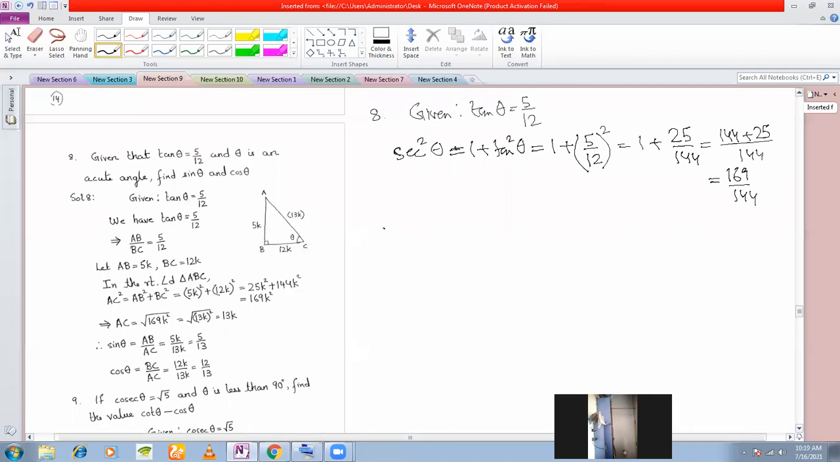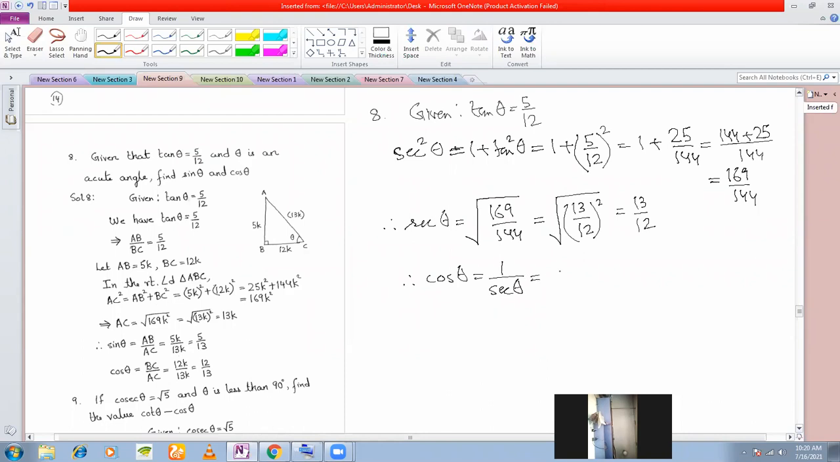So we get sec square theta is equal to 169 by 144. Therefore, what should be sec theta? Square root of 169 by 144. And we'll not take the negative sign because I told you all the ratios will be positive, because we are taking angles less than 90 degrees. Which is equal to the square root of (13 by 12) whole square, which is equal to 13 by 12. So I've got sec theta. Therefore, what should be cos theta? Reciprocal of sec theta, right? One by 13 by 12, which is equal to 12 by 13. So we've got cos theta.